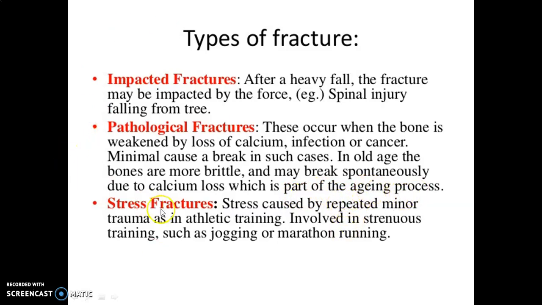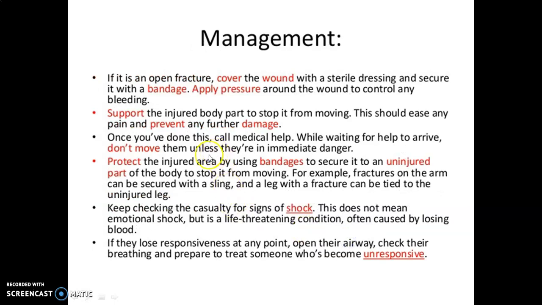The next one is stress fractures. Stress caused by repeated minor trauma, as in athletic training involved in strenuous training such as jogging or marathon running. Management for these fractures: if it is an open fracture, cover the wound with a sterile dressing and secure it with a bandage. Apply pressure around the wound to control any bleeding. Support the injured body part to stop it from moving. This should ease any pain and prevent any further damage.